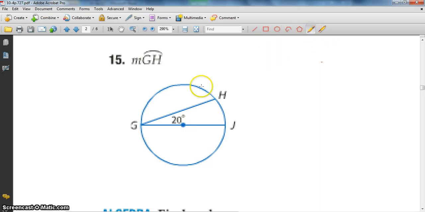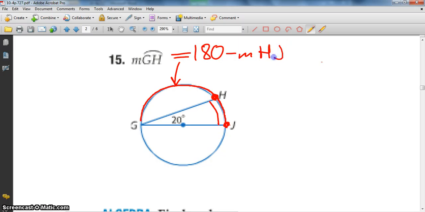For number 15, we need to find the measure of GH. So GH, notice if I continue that arc to here, I would have a semicircle, which is 180 degrees. So I just need to subtract this arc from 180, and that will leave me with the arc that I want. So subtract arc HJ from 180.